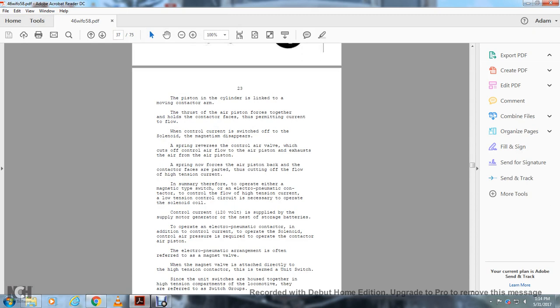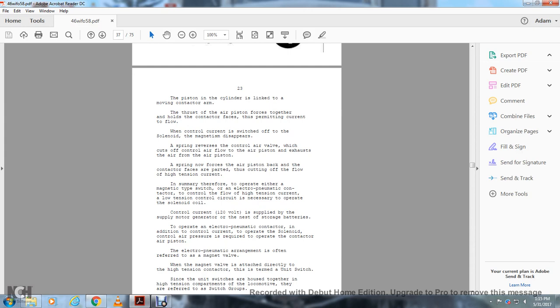Alright, the piston and the cylinder are linked with the moving control arm. The thrust of the air piston forces together the whole of the contactor phase, permitting the current flow. When the control current to the solenoid is switched off, the magnetism disappears. The spring reverses the control air valve, which cuts off the control air to the piston. The air piston exhausts its air. The spring then forces the air piston back, thus cutting off and breaking the high tension current.